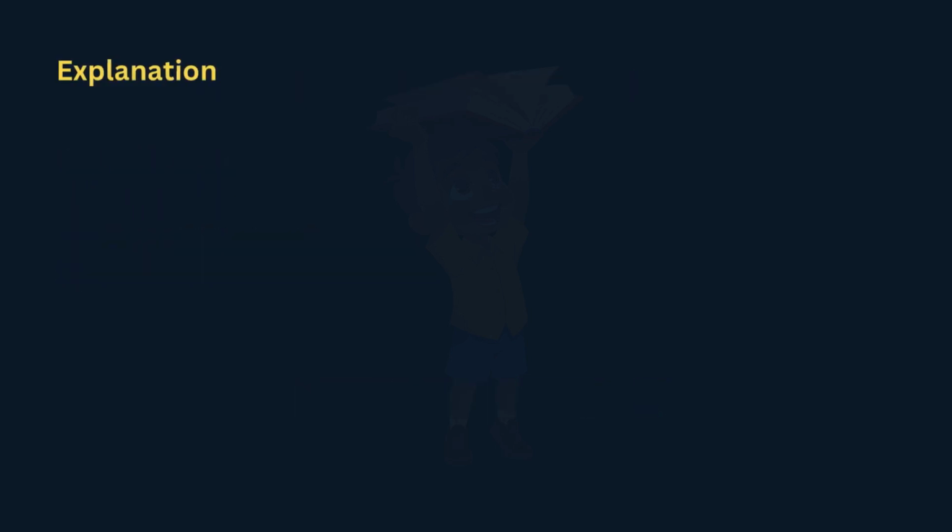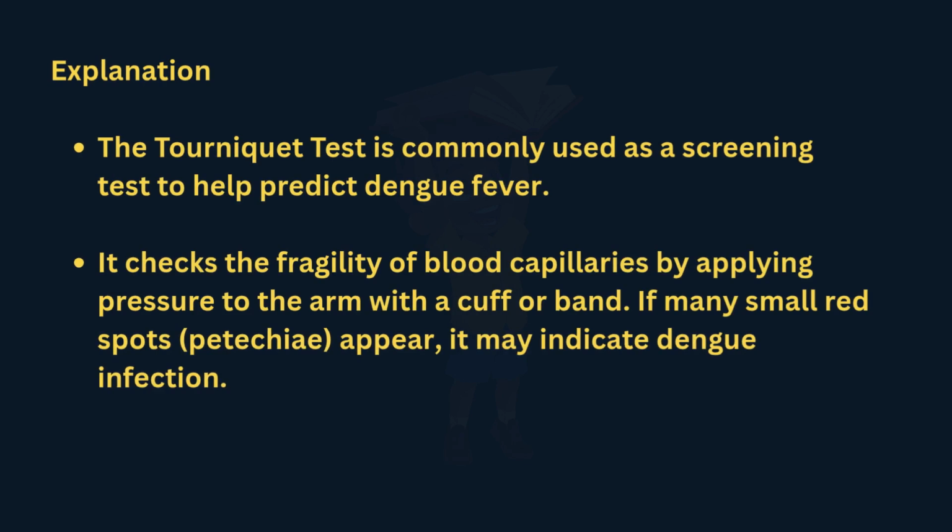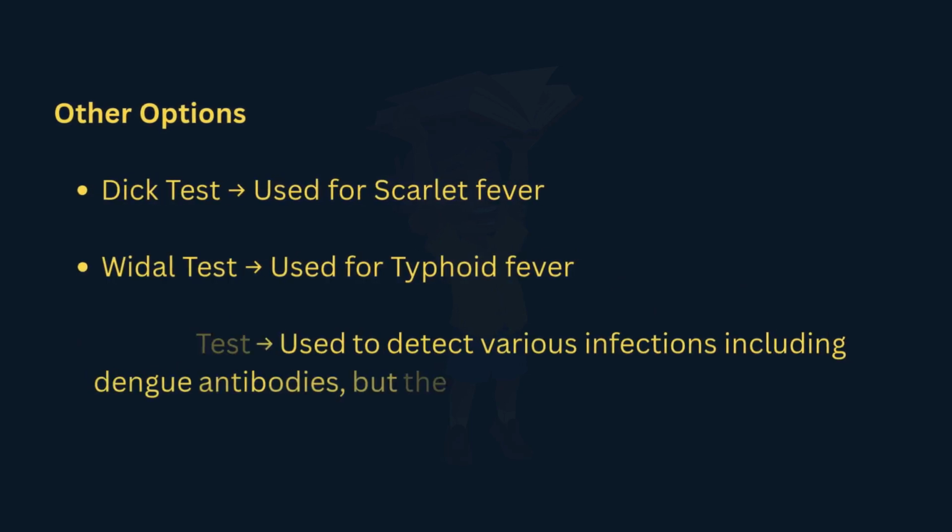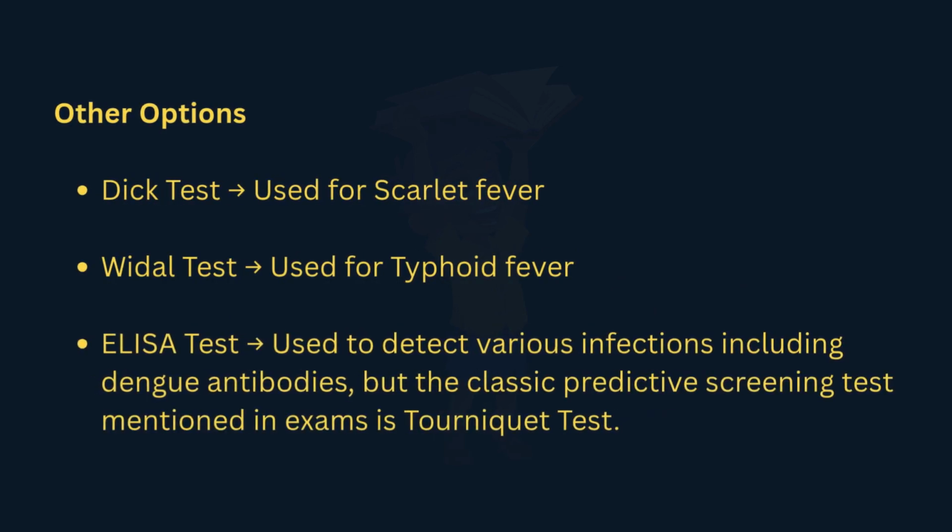Tourniquet test. Explanation. The tourniquet test is commonly used as a screening test to help predict dengue fever. It checks the fragility of blood capillaries by applying pressure to the arm with a cuff or band. If many small red spots, petechiae, appear, it may indicate dengue infection. Other options: Dick test, used for scarlet fever; Widal test, used for typhoid fever; ELISA test, used to detect various infections including dengue antibodies, but the classic predictive screening test mentioned in exams is tourniquet test.